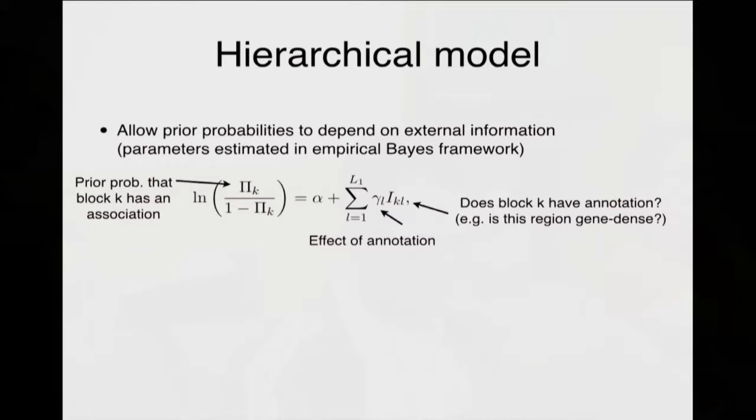So for example, is this region gene dense? So I've gone along the genome and I've said, does this block have an association, yes or no? Does this block have an association, yes or no? And maybe that can depend on whether this block actually has 100 genes in it, this one has 0 genes in it, this one has 1,000 genes in it, and maybe that matters to me.